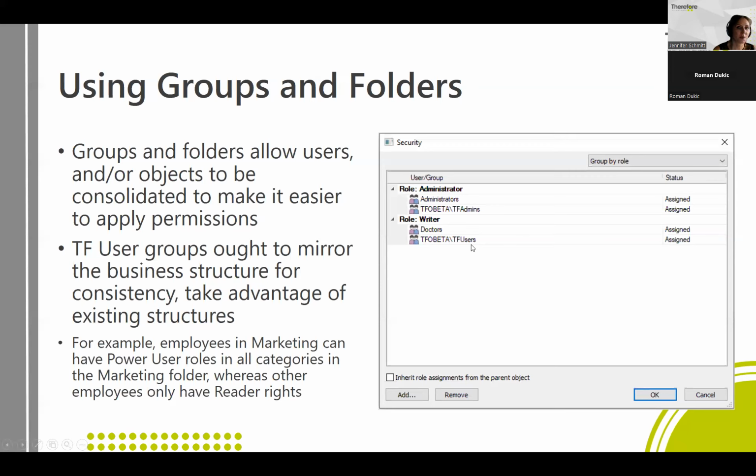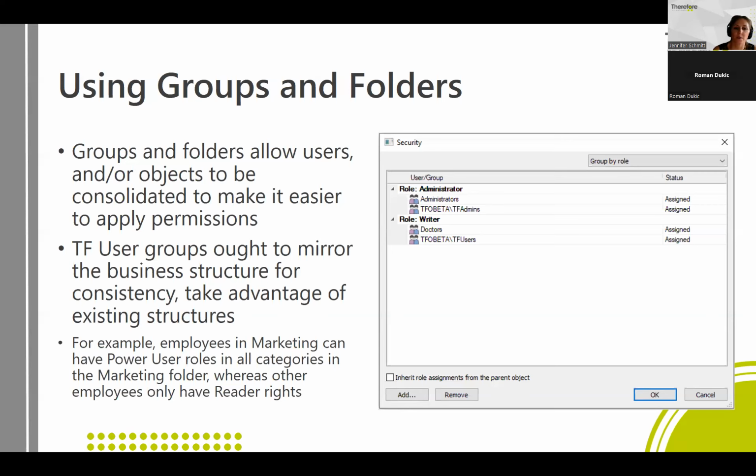So we can also use groups and folders to fine-tune permissions. Groups and folders are really essential to administrating Therefore security, particularly in larger companies. Of course, if the business only has a very small number of employees, you can manually assign permissions on an individual basis. But as soon as the company grows larger, it will no longer be feasible to manage security without using groups and folders. So what you do is you create groups in Therefore for the different departments or user groups, and then use those groups to manage the security settings.